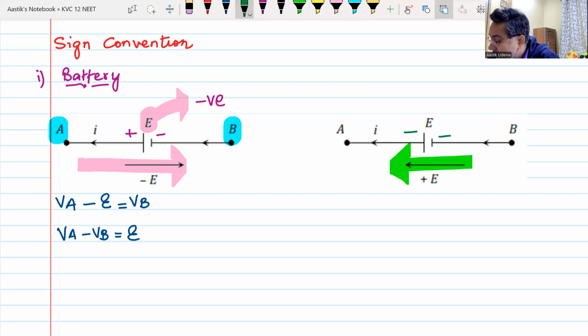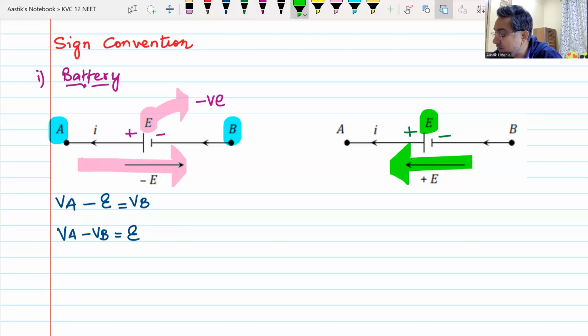As you can see, I am moving from negative to the positive terminal, no matter where the current is flowing. Current has got nothing to do with this. I am moving from negative terminal towards the positive terminal, lower potential to higher potential. Do we understand this? Yes, sir.